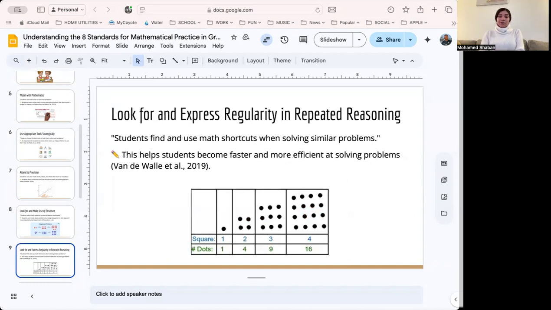This practice helps students notice repetition and generalize strategies. For example, they might realize that multiplying by 10 always moves the digits one place to the left. The illustration shows students spotting a pattern in the number sequence.